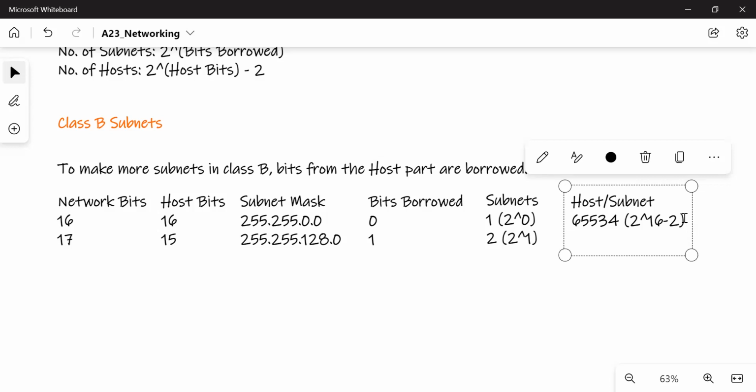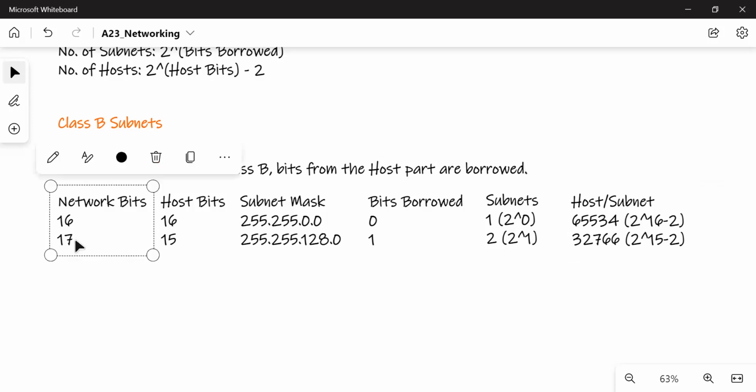Now, earlier you had about 65,000 hosts in a network, computers in a network. Now it becomes half of this, so that is around 32,766. The reason is we will have 2 to the power 15, subtract 2. So this many hosts are possible within the network.